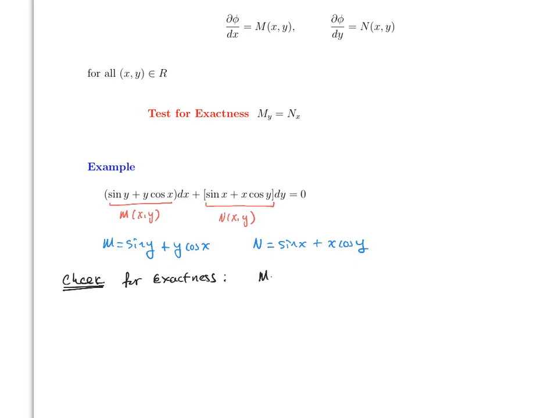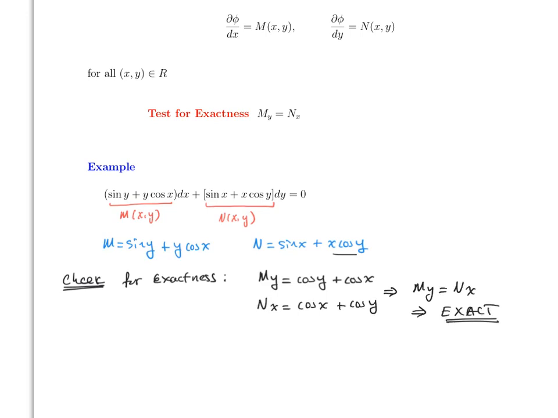Now, what's the partial of M with respect to y? Derivative of sine y is cosine y, plus cosine x, because the derivative of this with respect to y is just cosine x. Now, what is the partial of N with respect to x? Derivative of sine x is cosine x, and the derivative of this part with respect to x is just cosine y. So clearly, M sub y is equal to N sub x. So that implies that this is exact.